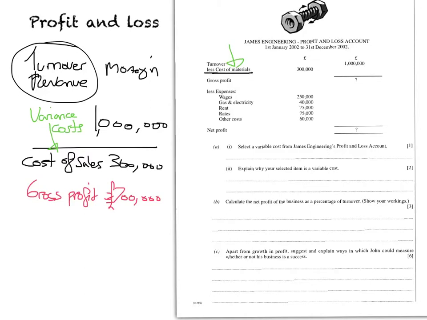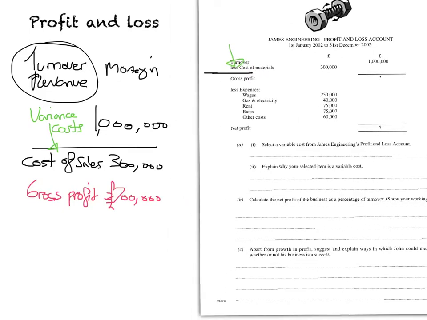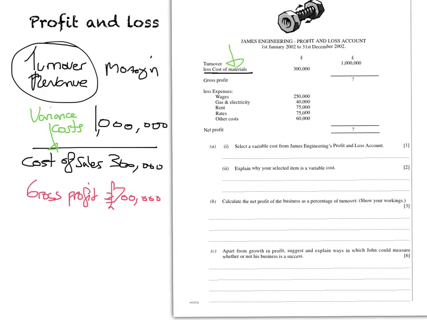So in this first question it says select a variable cost from James Engineering Profits and Loss. As you can see, there's only one variable cost in there. So you'd have to write cost of materials. Because you know that first thing that's taken away is always a variable cost. So they always take away variable cost first. Right, so you've got gross profit. Gross profit is just your money in, take away your variable costs.